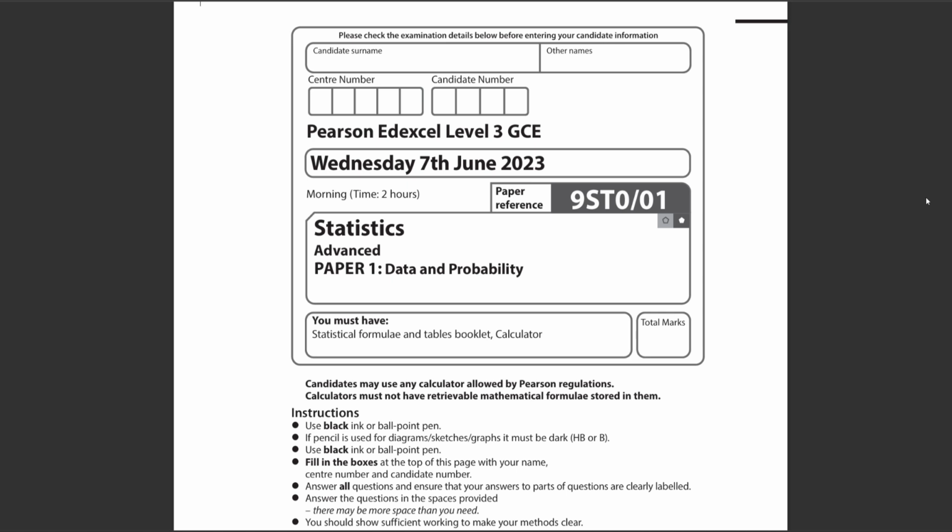Today we are doing Pearson Edexcel Statistics Paper 1 Data and Probability.